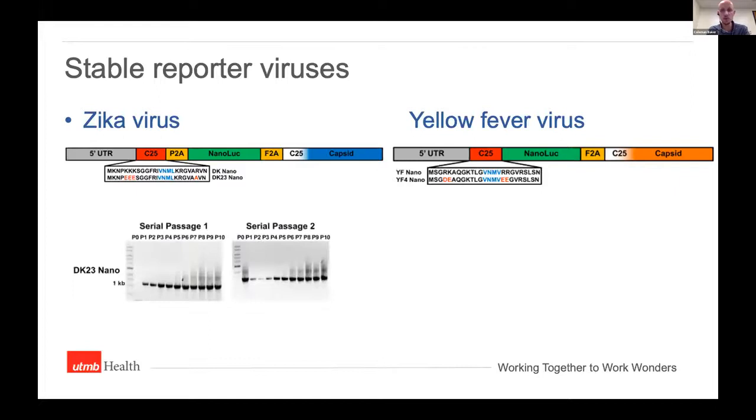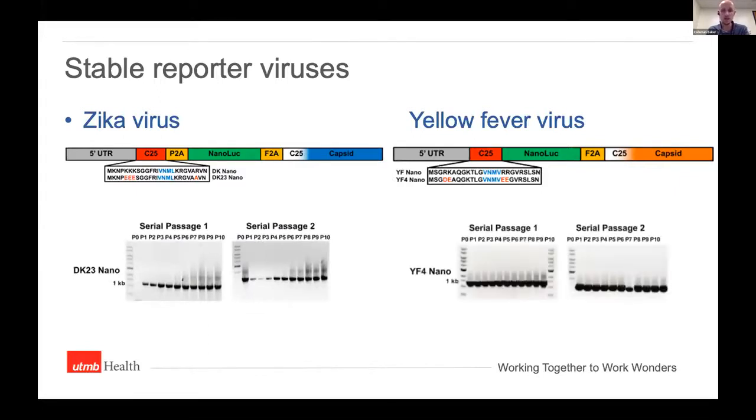So with these stabilizing mutations present, here for Zika and then also for yellow fever, we get consistent band sizes when you do RT-PCR on passaged viral RNA, RNA from passaged virus.